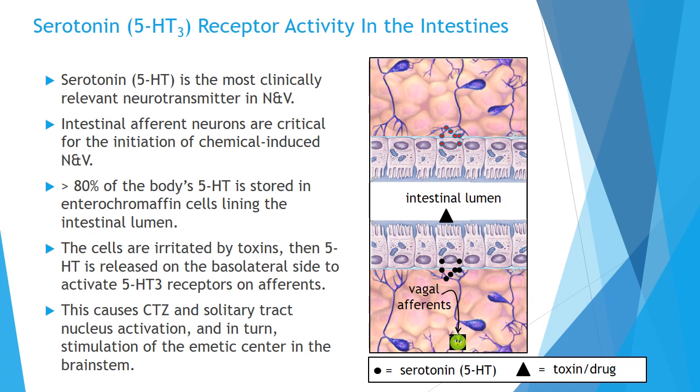So when people talk about serotonin as, oh, it's so important for being happy, I couldn't even spend an hour talking about everything that serotonin does, and we still wouldn't have enough time to complete that discussion, because it does so many things other than affect mood. And this is one of the things it does, and it's the trigger for nausea and vomiting. So what happens is, again, like I said, the serotonin is released on the basolateral side, and the signal goes up. This causes CTZ and solitary tract nucleus activation, and that stimulates the emetic center.